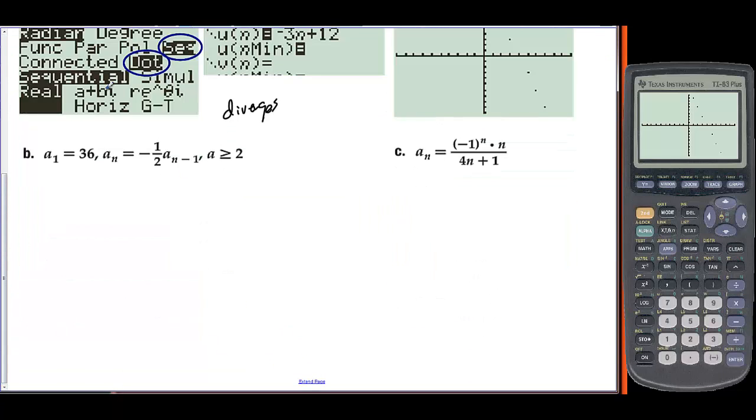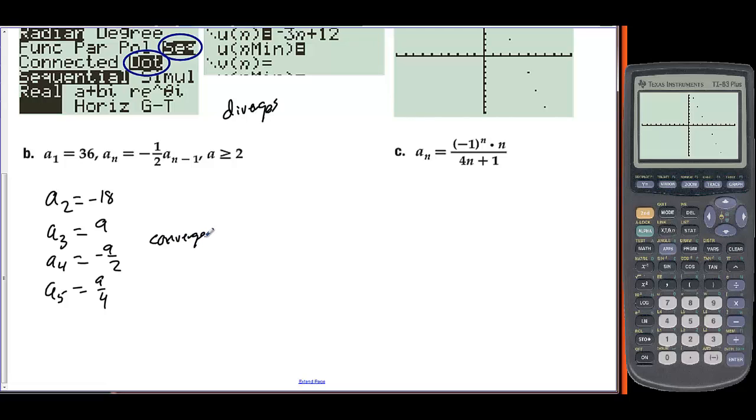Let's look at the next one. A sub 1 is 36, and a sub n is negative 1/2 times a sub n minus 1. We're not going to be able to use a calculator for this because this is going to be recursive. So 36 times negative 1/2, so a sub 2 is equal to negative 18, and then a sub 3 is equal to 9, then a sub 4 is equal to negative 9/2, and then a sub 5 is equal to 9/4, and so on. These values are getting smaller and smaller and smaller. As a matter of fact, they're approaching 0. So this one converges.